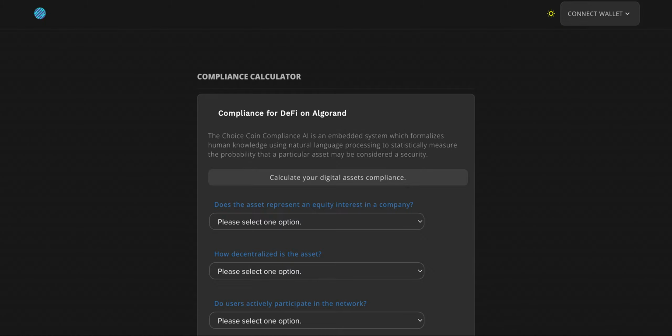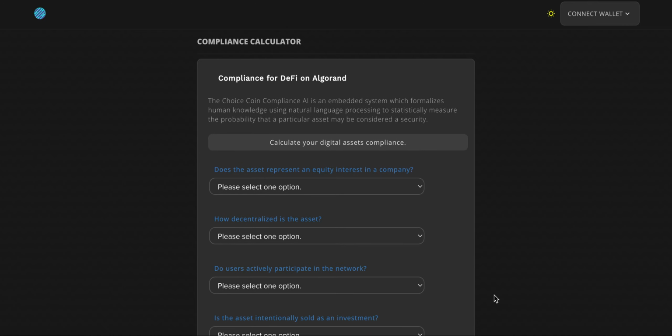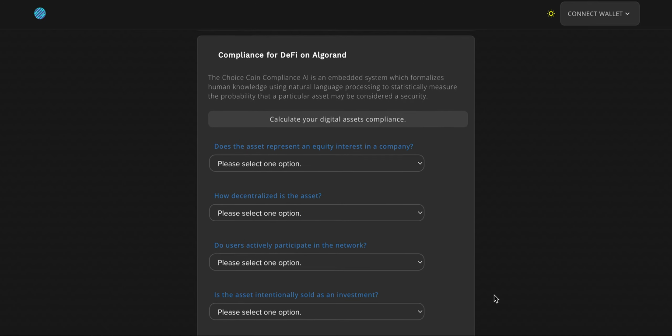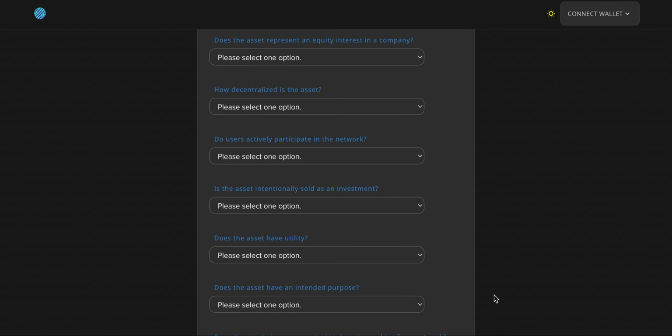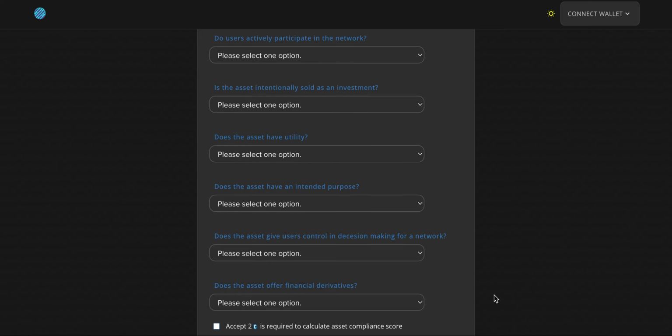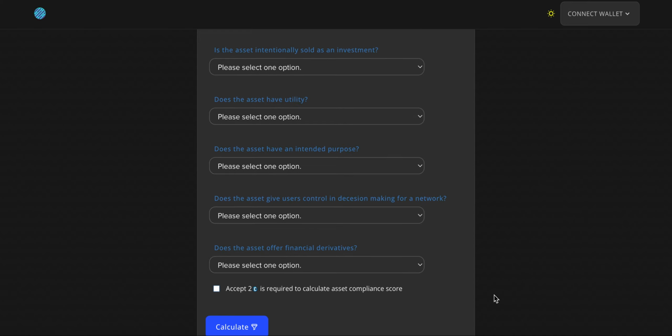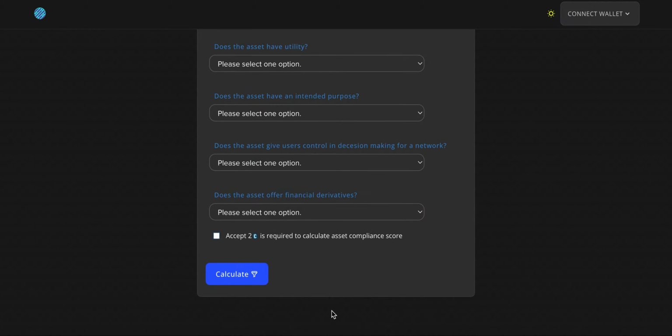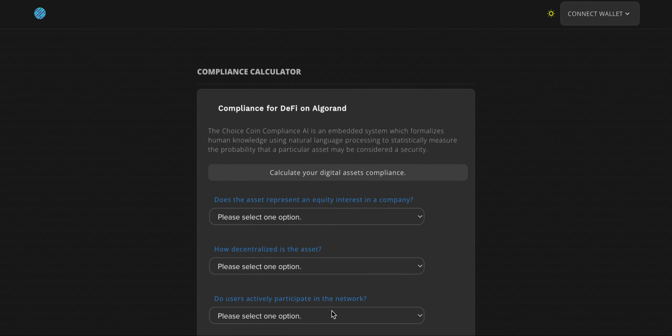The way it works is there are 8 questions to determine whether or not an asset would be considered a security, and then based on the responses to those questions, the user is able to get a statistical response. And to do that, they have to use Choice to compensate the software for producing the relative score, which will be between 0 and 1.